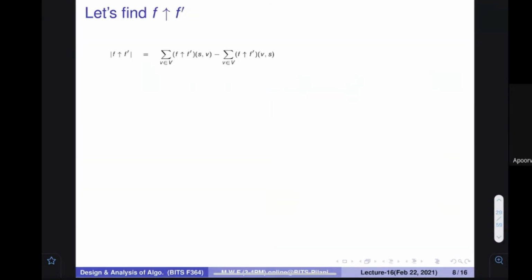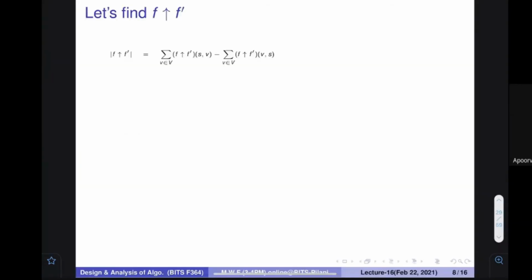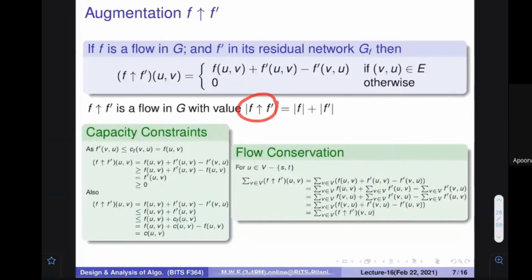So these are the small properties that are related to this. Now the third property is important: whenever you add these two things, you are actually going to get f plus f'. This is an important property. Let us see how we can show this. So this augmentation is represented by this particular formula.